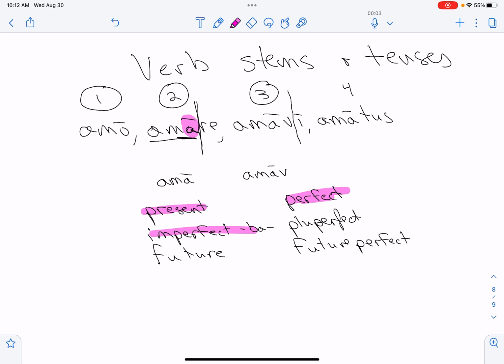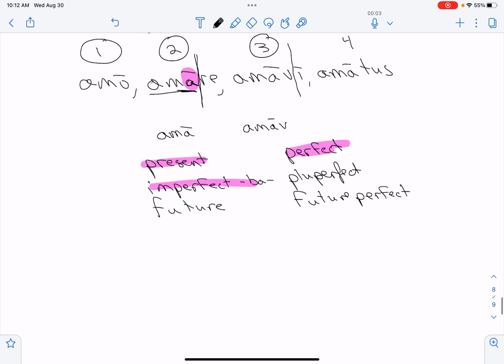Just to give you a sense of how to translate these three tenses, and then we'll talk about how to form them in a second. The present tense is just, straight up, verbs, am verbing, is, or are verbing. So it's something that's happening today.